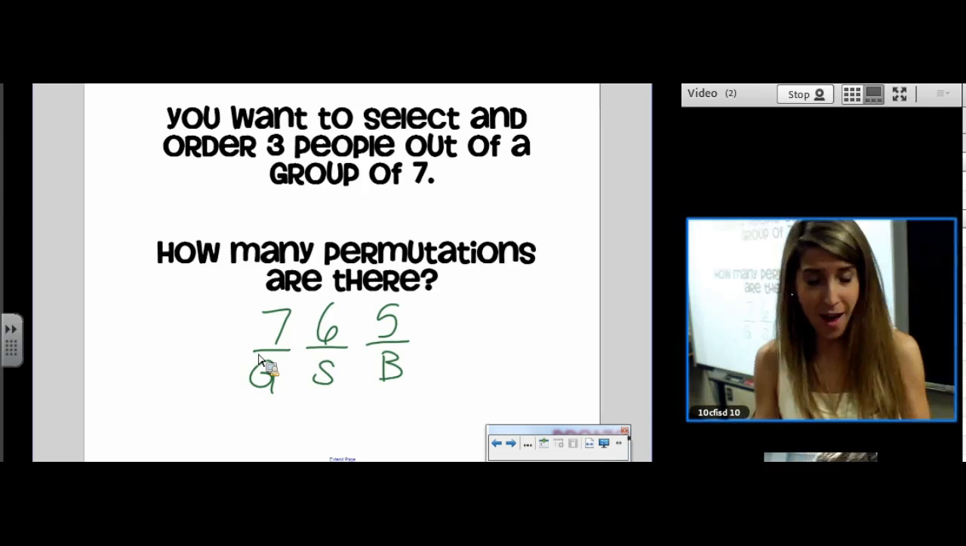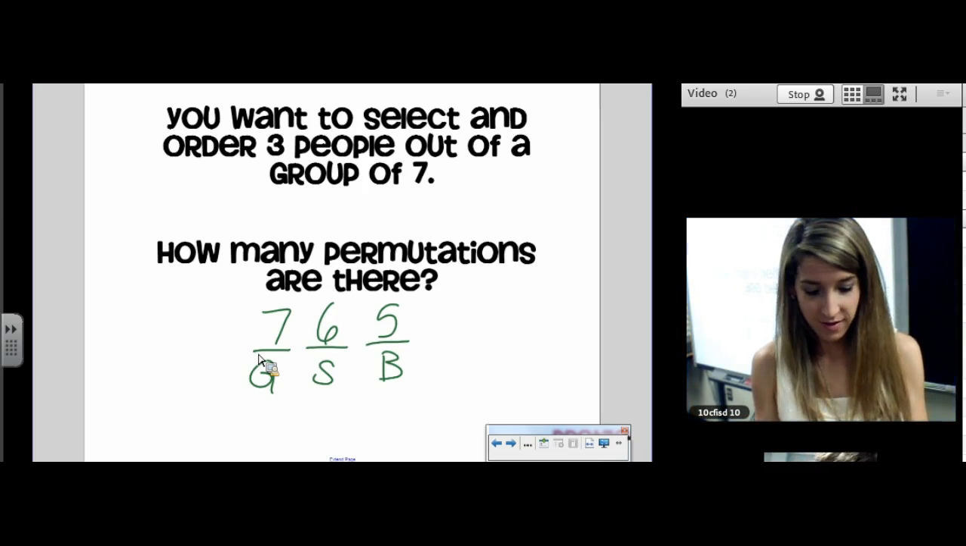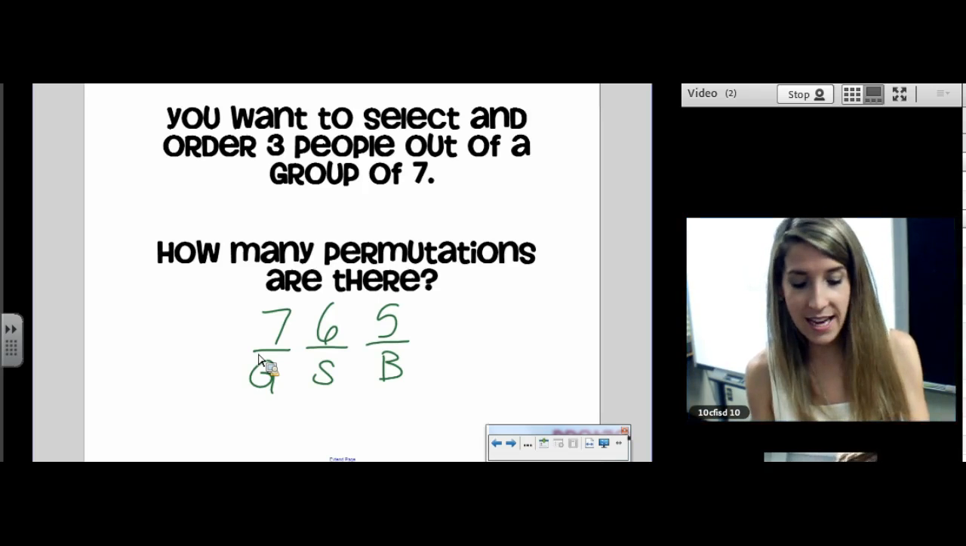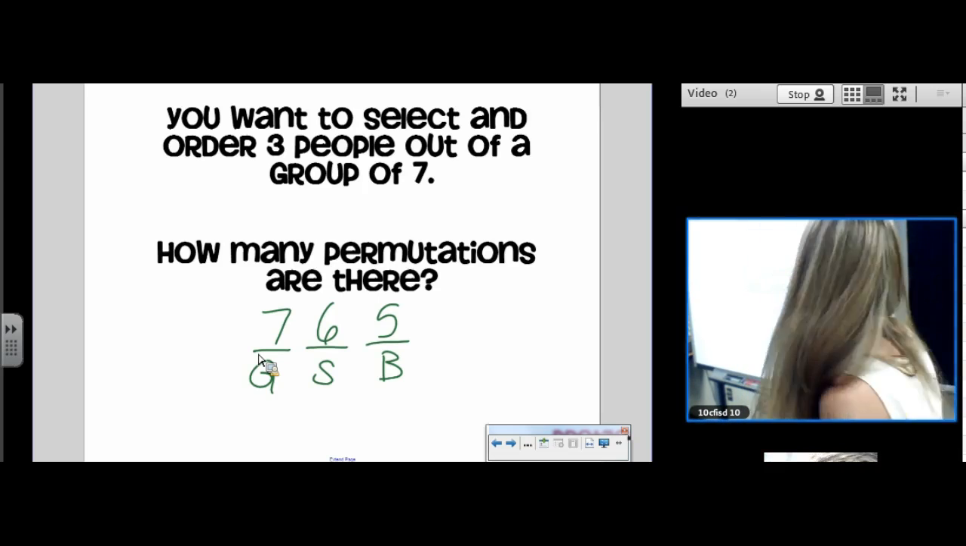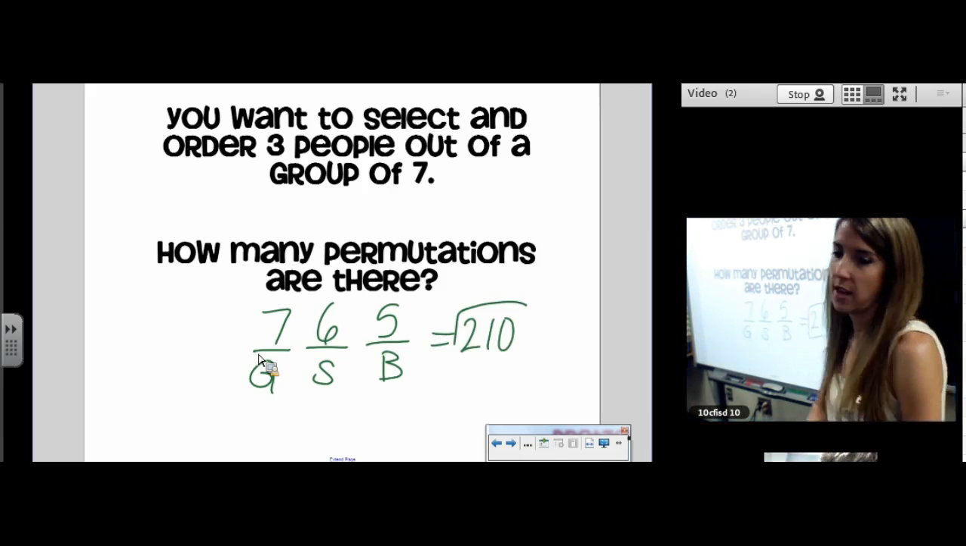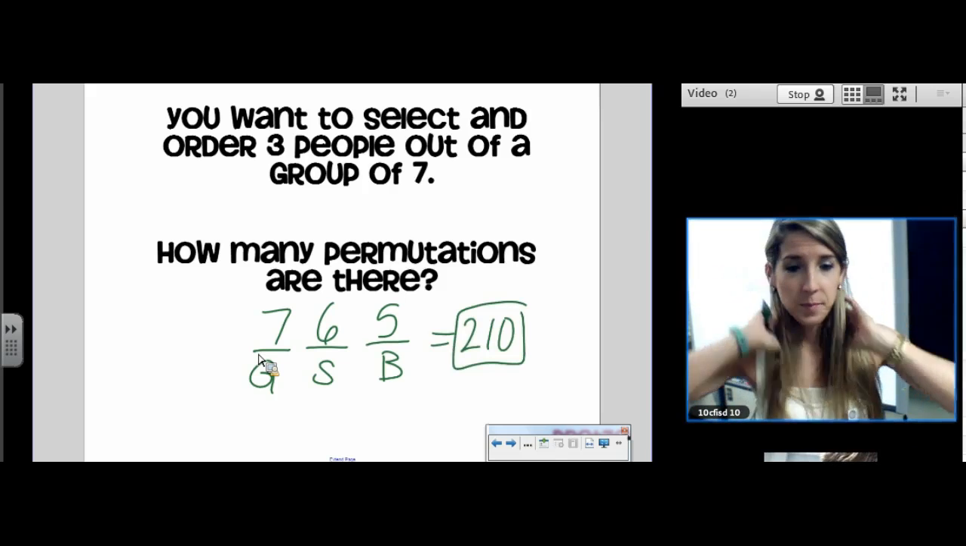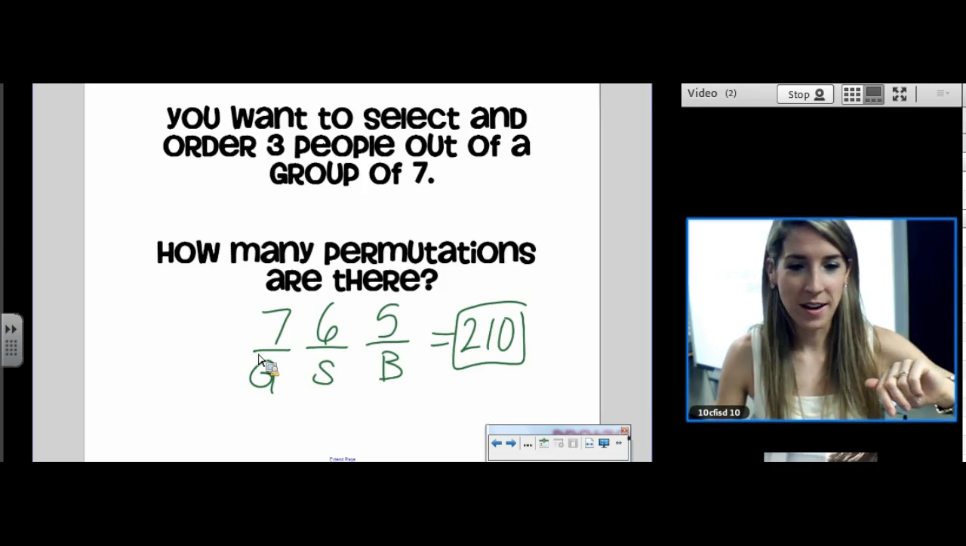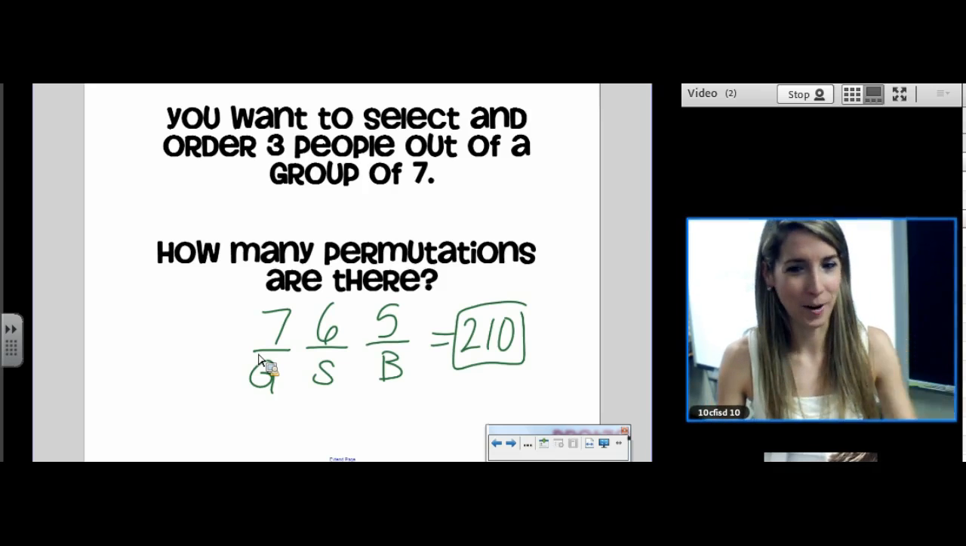Do we care about the other 4 people? No, I'm sorry. But you don't get a medal. So therefore, you're not part of our equation. And so the answer is 210. Now, no, they didn't win because they lost. Yes, that's usually how it works.